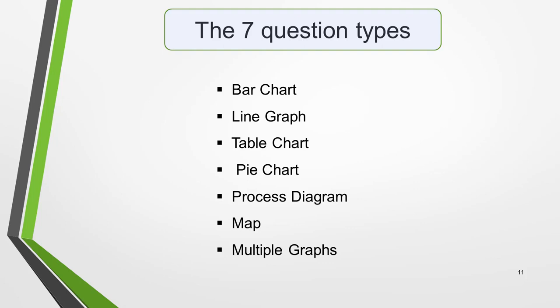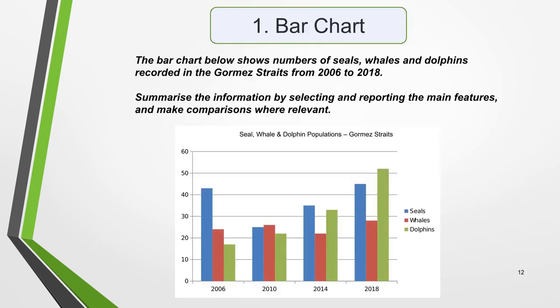In this video, I just want to familiarise you with the question structure and the different types of graphics you might get. First, a reminder of the 7 question types: bar charts, line graphs, table charts, pie charts, process diagrams, maps, and multiple graphs.